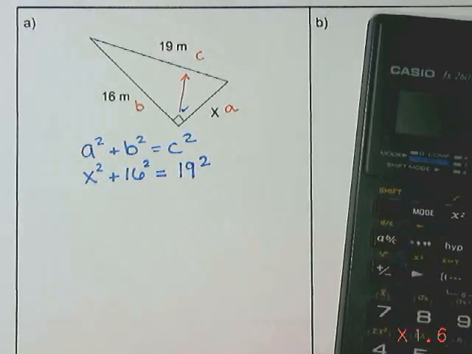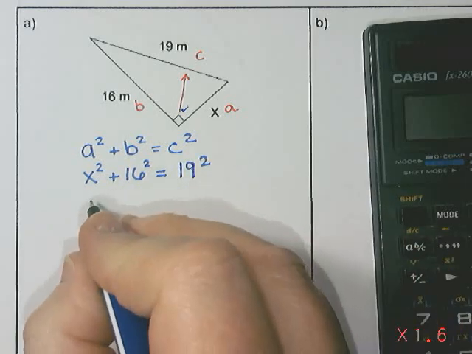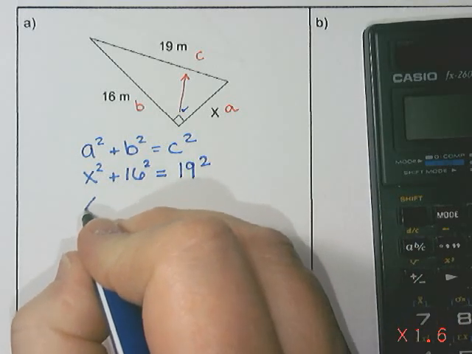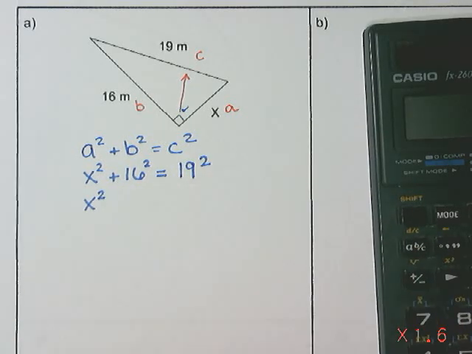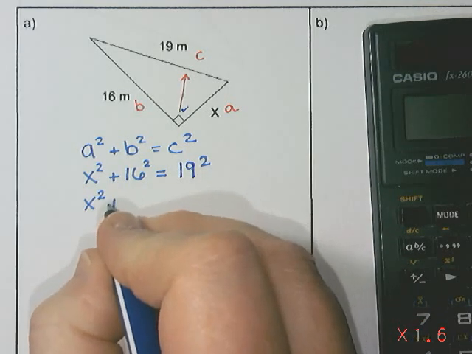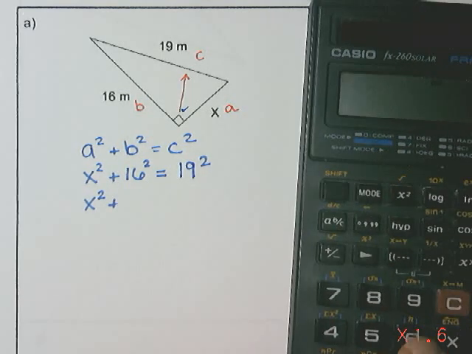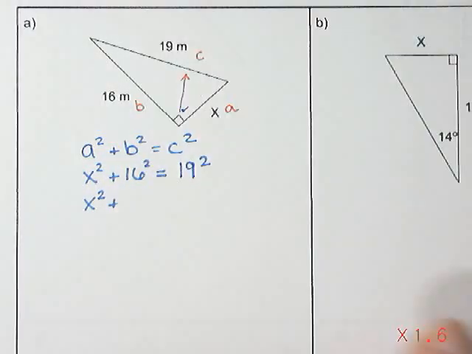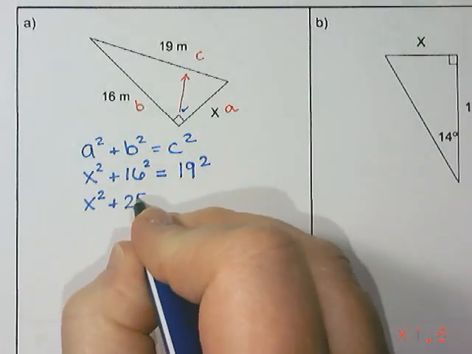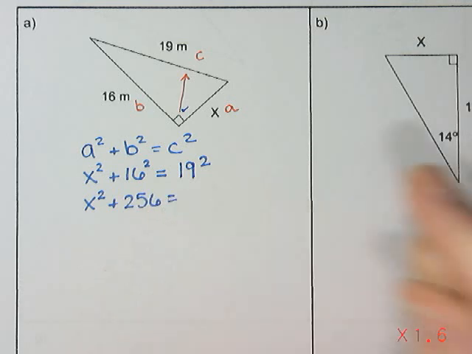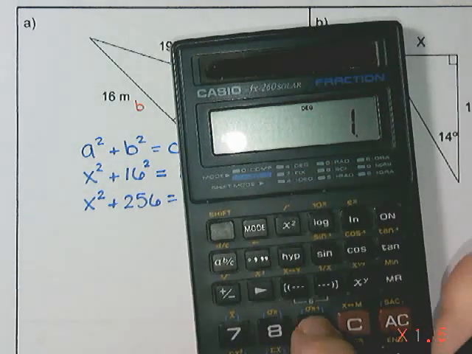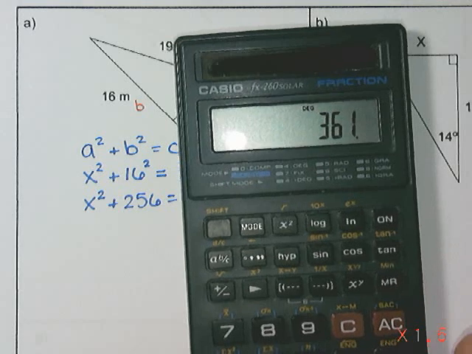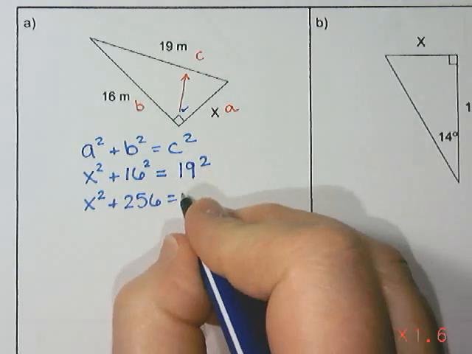My next step, I'm going to go through and square all the things that I can. So I'm going to leave the x squared because I don't know what x is. 16 squared, I believe, is 256, which it is. And 19 squared is 361.